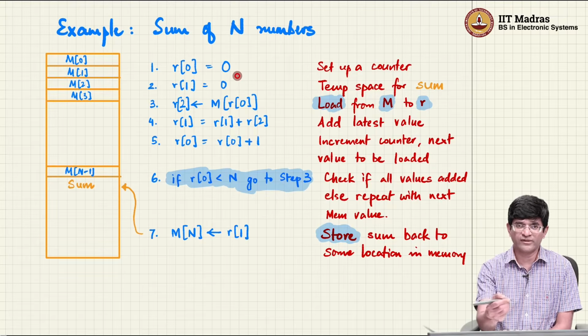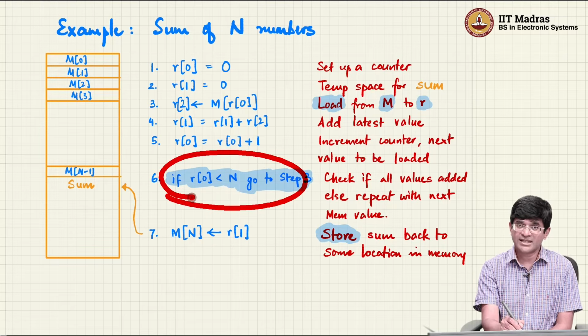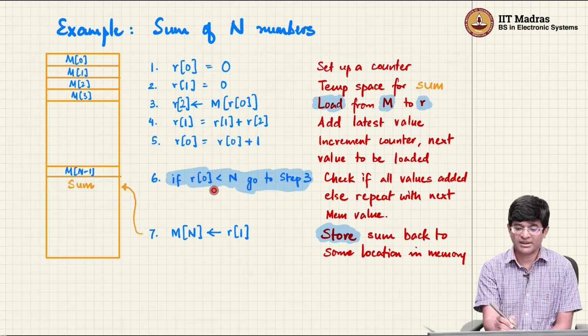Again, you will notice that everything here is a computer primitive, right? I assign 0 values, I load, I add. This is a somewhat complicated step, but it's still a computer primitive, right? I make a condition check, and based on the check, I branch, right?